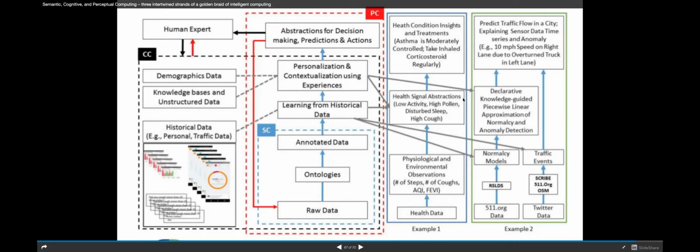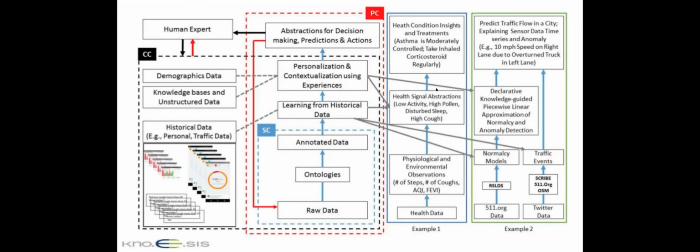From that, you're getting health signal abstraction, saying there is a high pollen. And then from that, you get health condition insights and treatment that your asthma is moderately controlled. Take inhaled corticosteroid regularly. That's what a doctor would do by looking at all the data, by interviewing you, by doing all the labs. So I'm trying to show that to go from data to decision-making, how I can construct a machinery, and the components of that machinery are semantic computing, cognitive computing, perceptual computing, all interacting together, all working together.